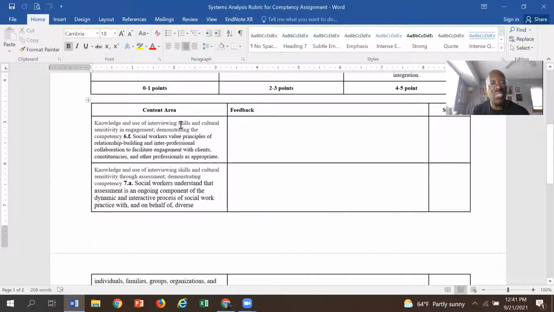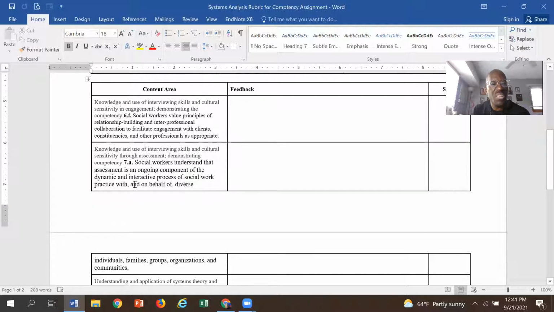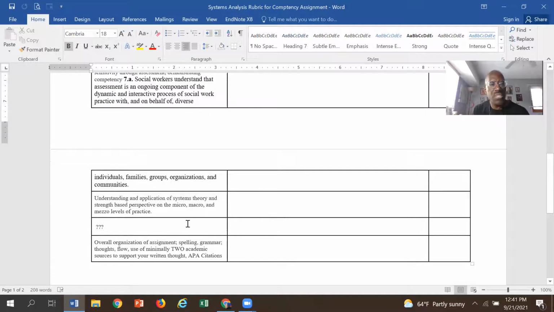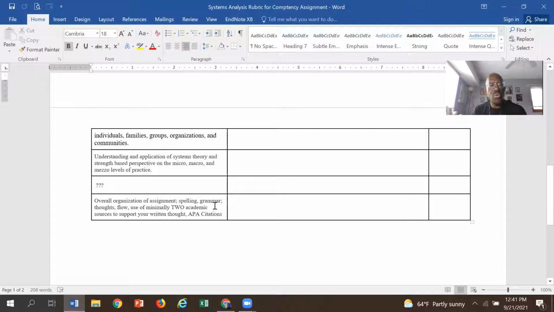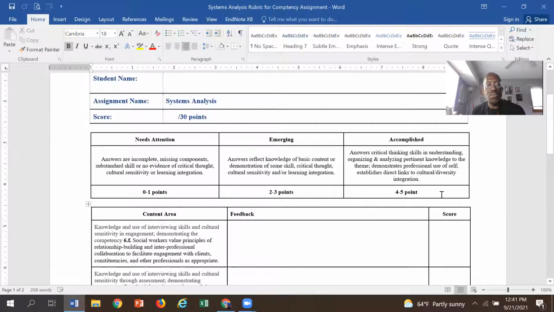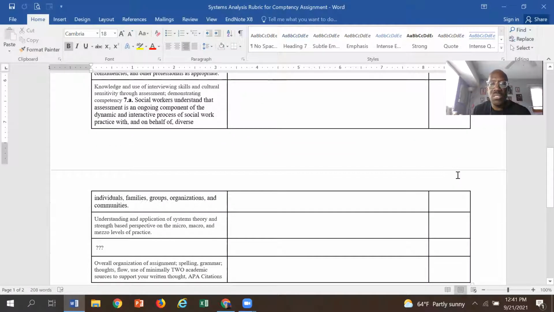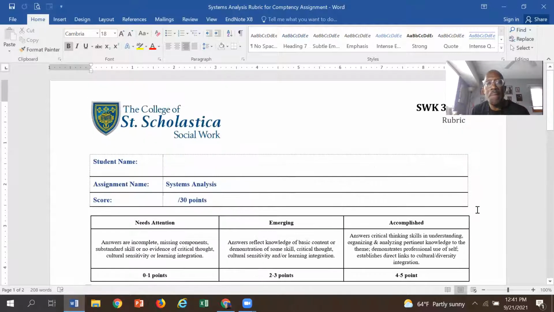And so as you can see, these are the competencies around interviewing skills, around knowledge of interviewing skills, around understanding the application of systems theory, looking at the strength-based perspective. These are all things that I will be looking at here for all of you. And then also the overall organization flow, using at least a minimum of two academic sources when you cite your paper and doing your reference page as well. So doing all of those particular things will yield you these 30 points that you will need. So just to make sure that we understand that piece as well.